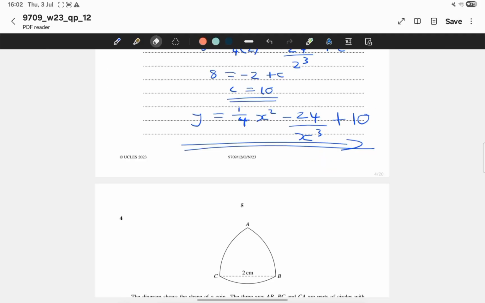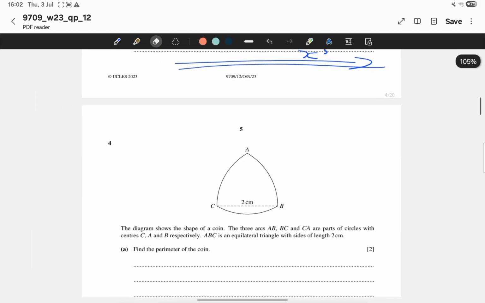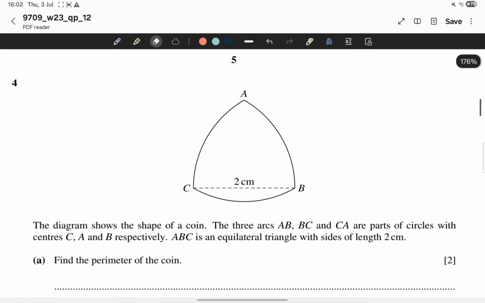And so moving on to number 4, it says the diagram shows the shape of a coin. 3 arcs AB, BC, and CA are parts of circles with centers C, A, and B respectively. ABC is an equilateral triangle with sides of length 2 centimeters. Find the perimeter of the coin.